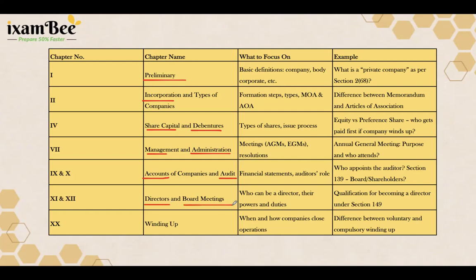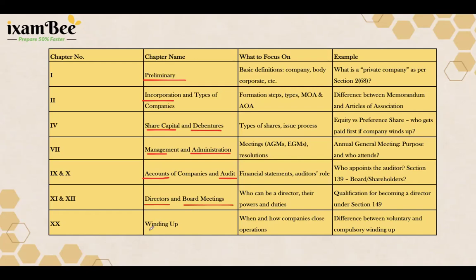Then you have chapters 11 and 12, which deal with directors and board meetings. Now, these chapters focus on who can become a director, what qualifications are required, what powers directors hold, and what their duties are. So, this is a core area for exams, especially when questions are based on scenarios involving board meetings or compliance lapses.